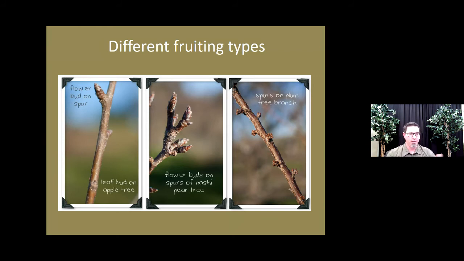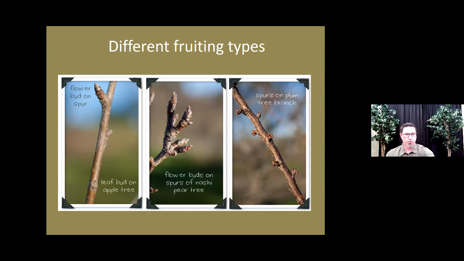So you can see on the far left, a leaf bud on the apple tree is right at the bottom there, whereas the flower bud on the spur is up at the top. They look totally different. So be able to identify what is a flower bud on a spur that's going to create your fruit versus a leaf bud. If you cut off all your spurs, you're not going to have any fruit, right?